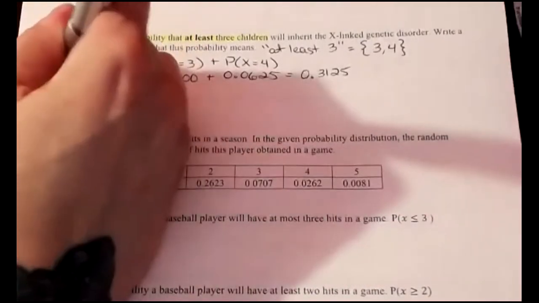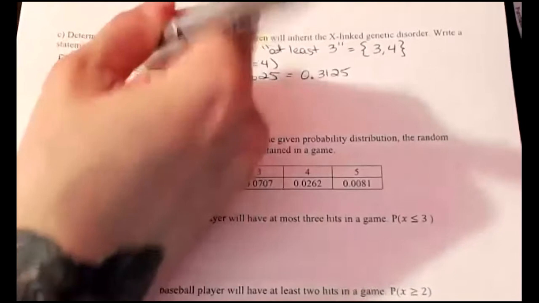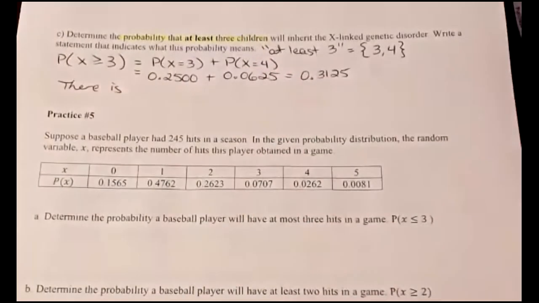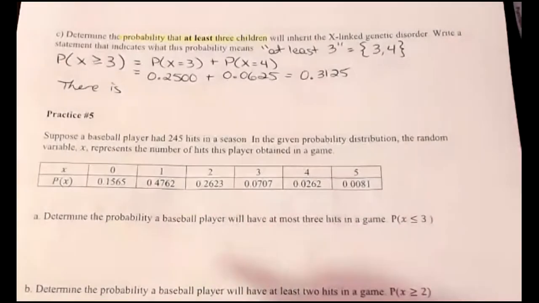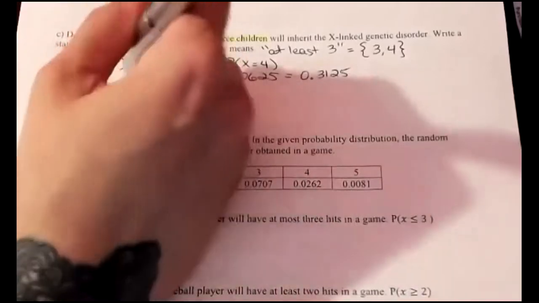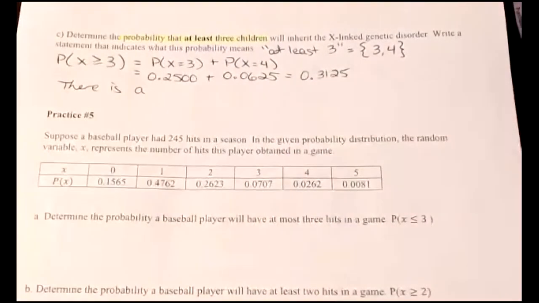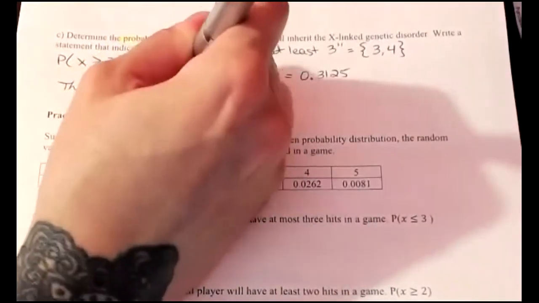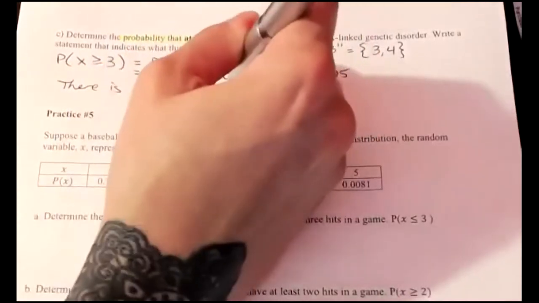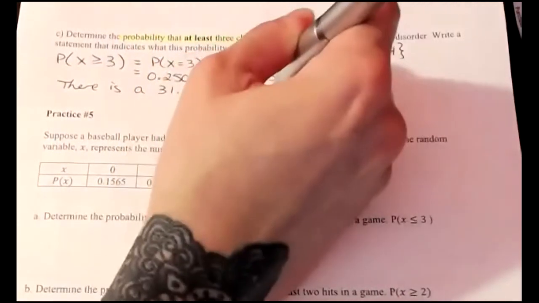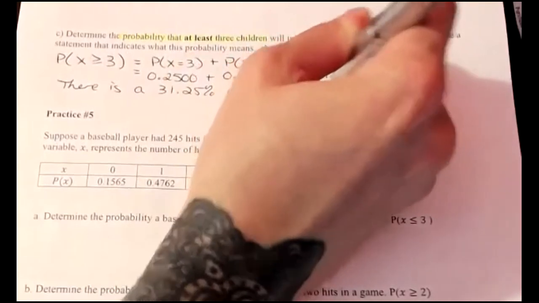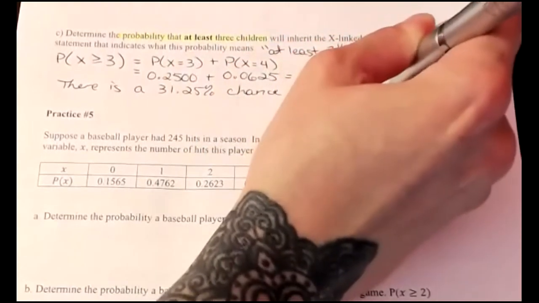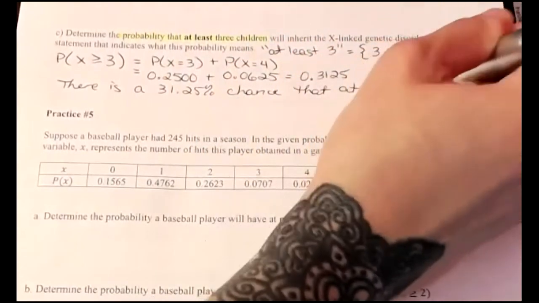So there is a probability. Can I try? Go ahead. No, you can go. Sorry. No, go right ahead. Okay, yeah, go for it. So I said that there is a 31.25% chance that at least or more than 3 children will inherit the X-linked genetic disorder.